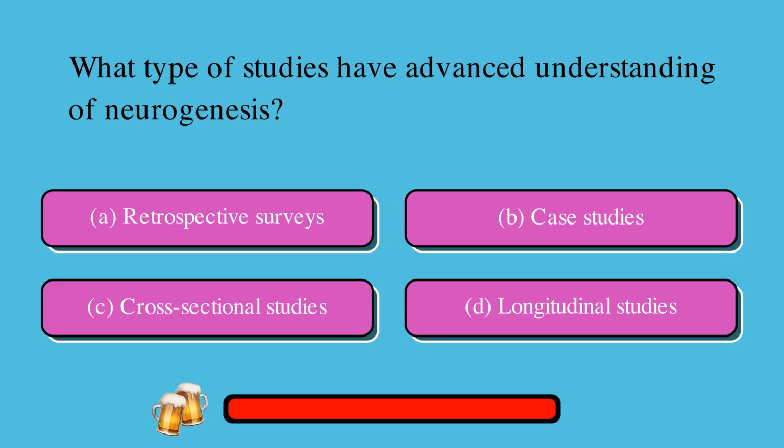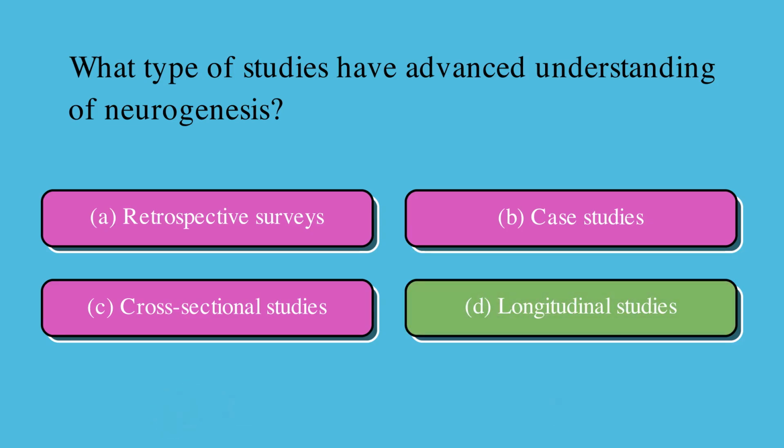What type of studies have advanced understanding of neurogenesis? A. Retrospective surveys, or B. Case studies, or C. Cross-sectional studies, or D. Longitudinal studies. The correct answer is D. Longitudinal studies.